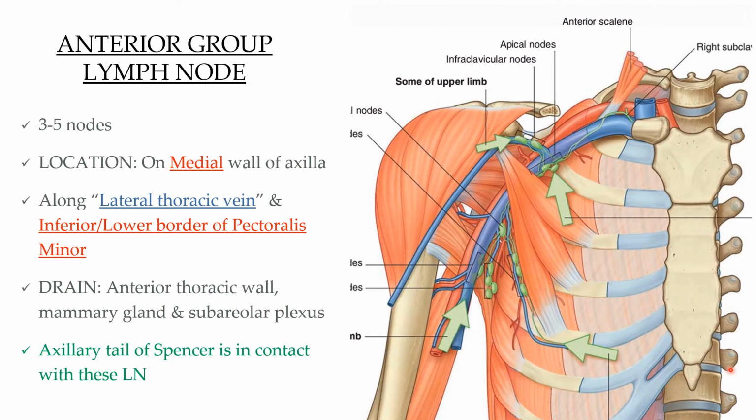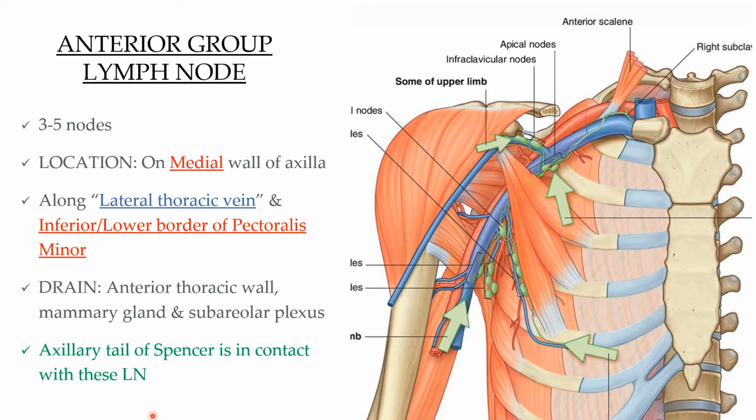Anterior group of lymph nodes. They are 3 to 5 in number. They are located on the medial wall of the axilla along the lateral thoracic vein. This lateral thoracic vein runs parallel to the lateral thoracic artery, which is located along the lower border of the pectoralis minor. As you can see in the illustration here, this is pectoralis minor and this is the lower border, that is the inferior border of the pectoralis minor.